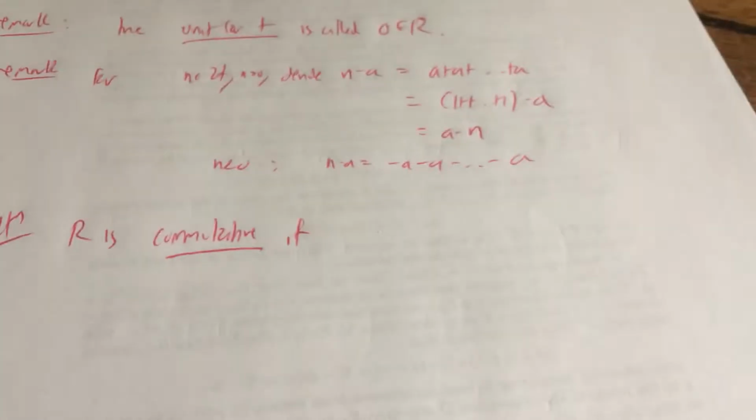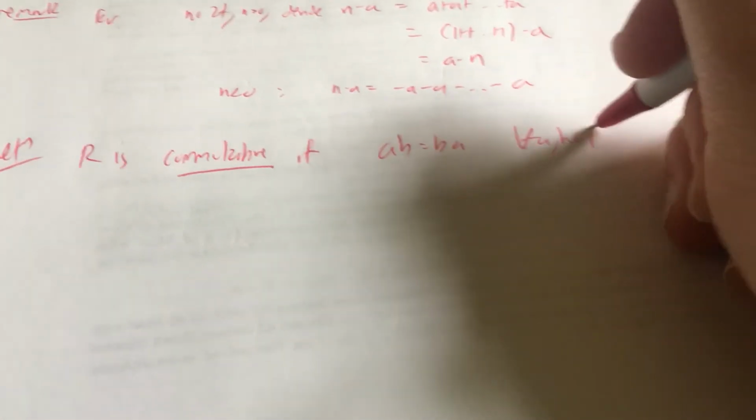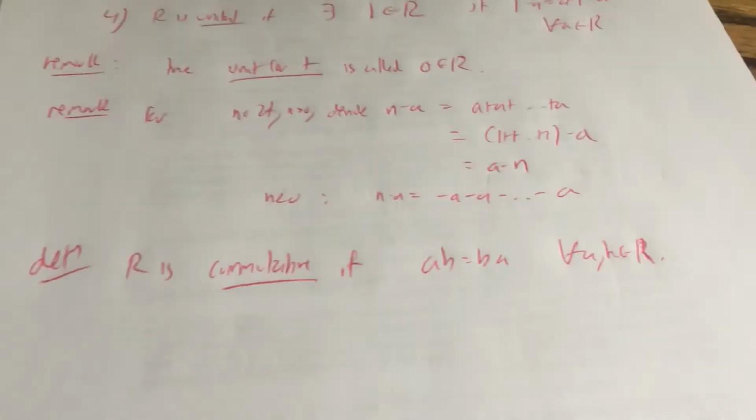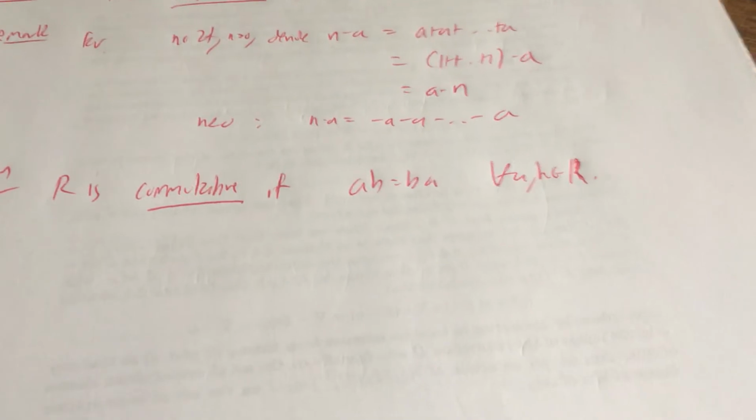R is commutative if A times B is B times A for all A, B in R. So again, the addition always commutes because R plus, by its very definition, is an abelian group. The multiplication need not commute. So let's look at examples.